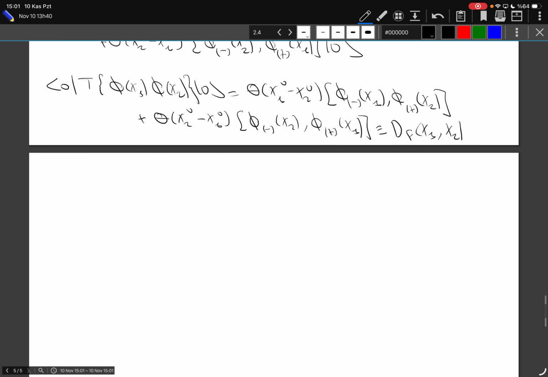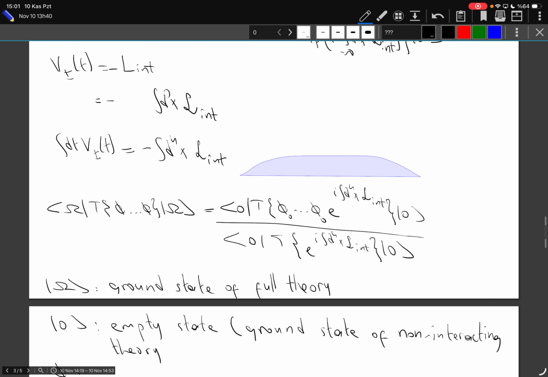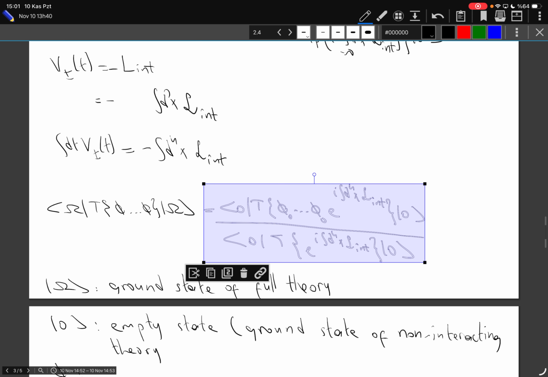Yeah, I didn't really achieve much. I still need to calculate those commutators, etc. But now let's look at the higher-order term. You see, these terms, now look at this matrix element over here. To calculate it, I need to expand that exponent, and I will get many terms.